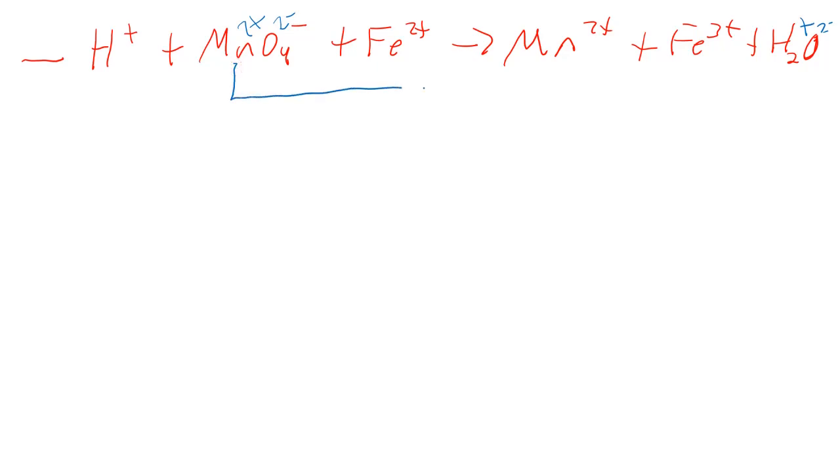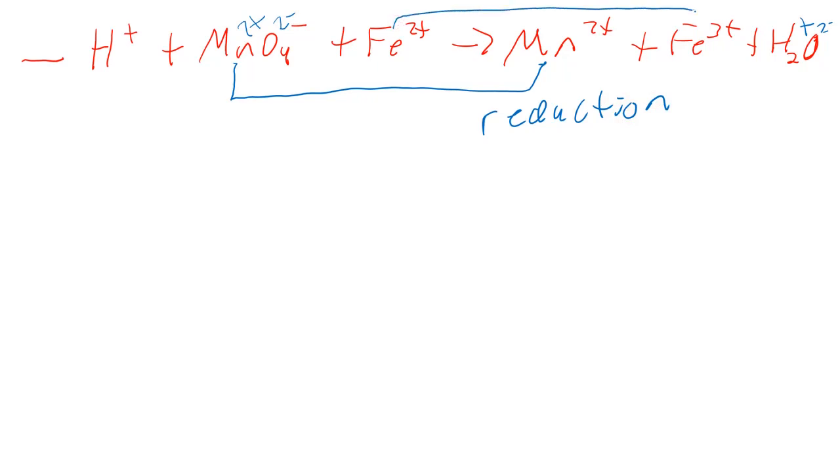So manganese goes from a 7 positive to a 2 positive. So we know that it had to gain electrons for that to happen because electrons are negative particles. So in order for us to become more positive, then we had to have gained some electrons to offset this. So this is reduction.